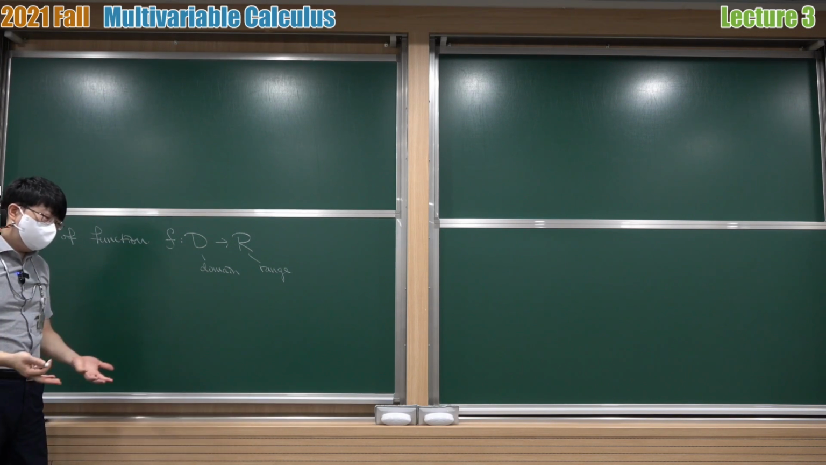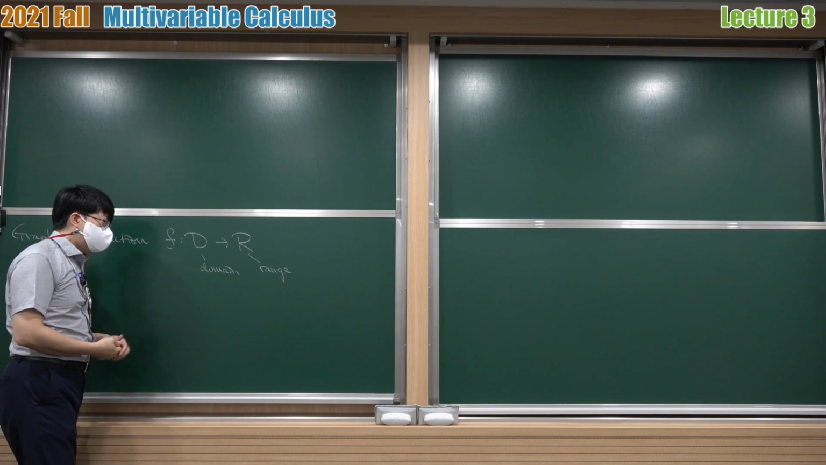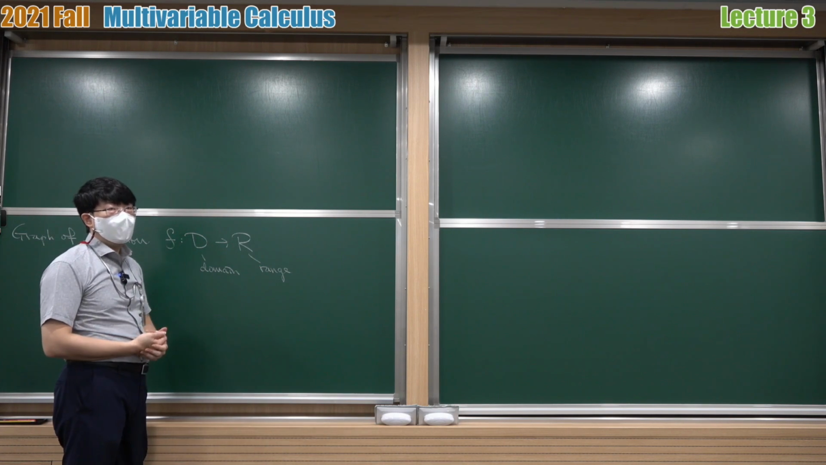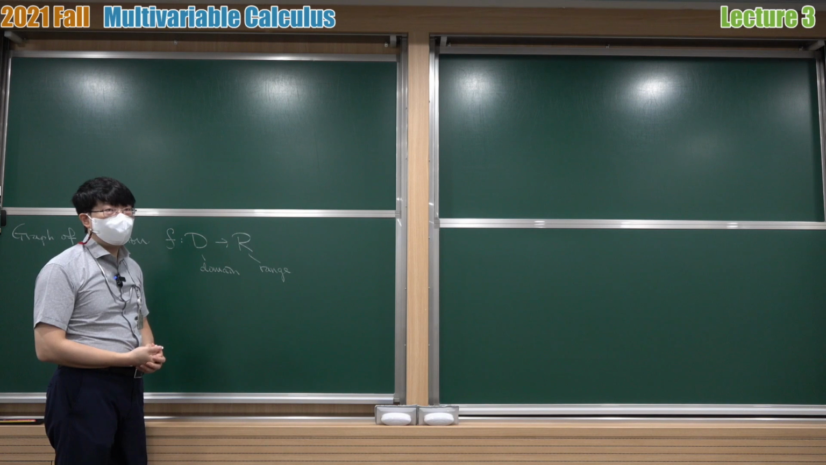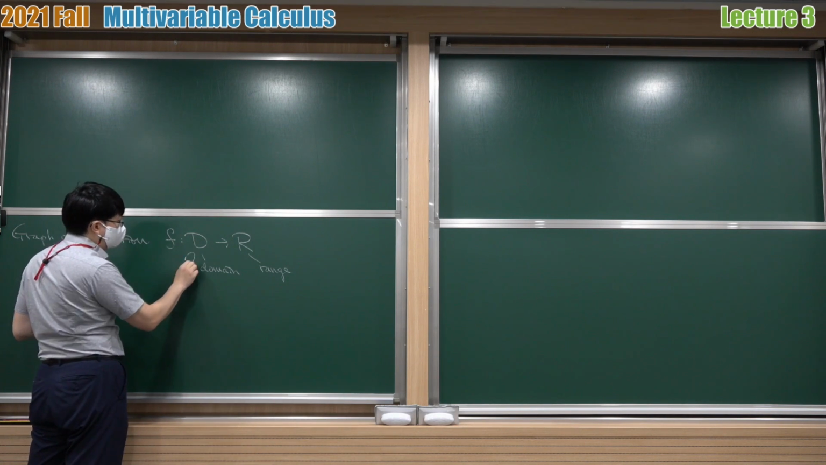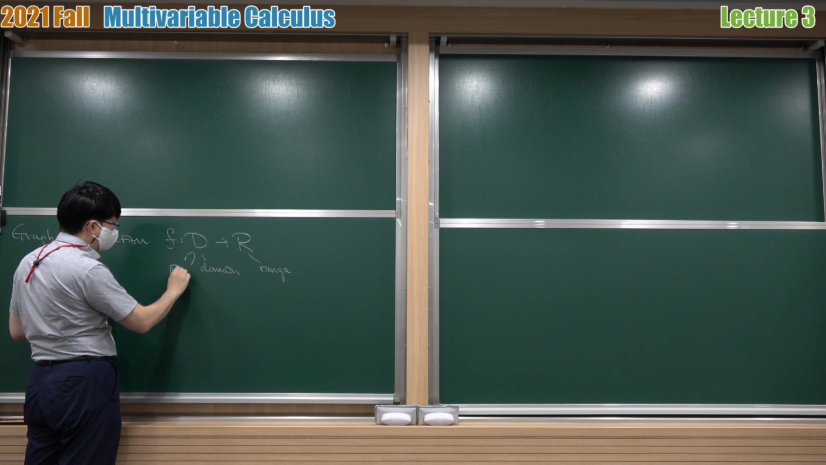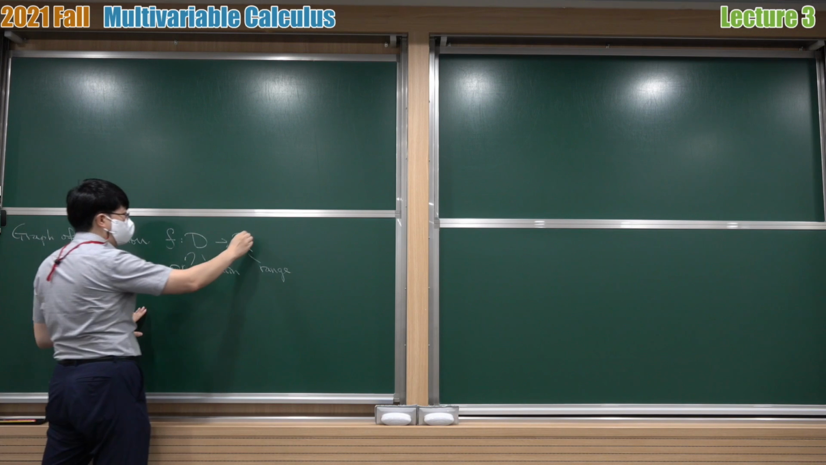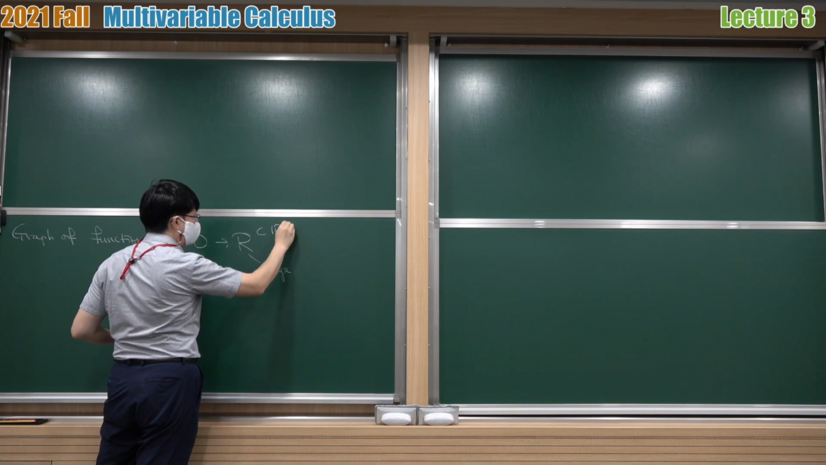And we are in the space of multivariable function. Our D and R is not an interval. If it's both interval, then we are talking about the single variable function. Since we are talking about the multivariable function, this D lies in some n-dimensional space, and this R lies in some m-dimensional space.